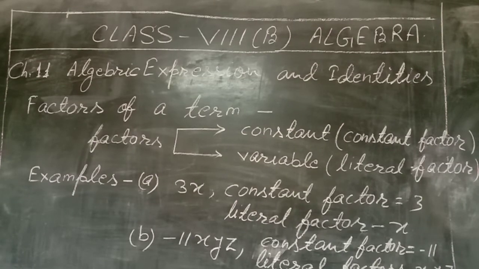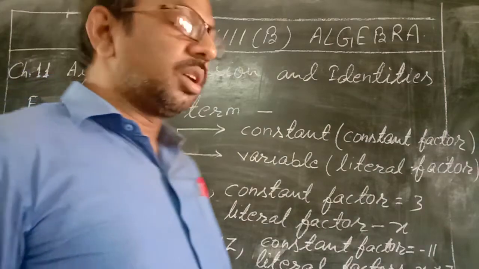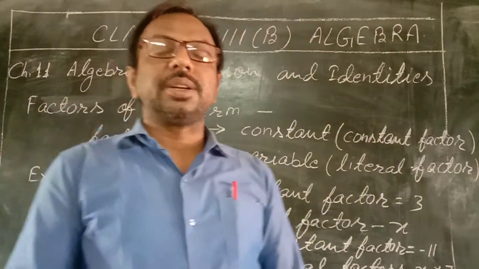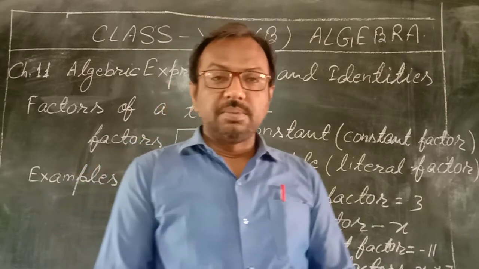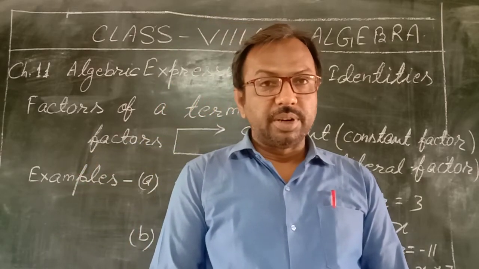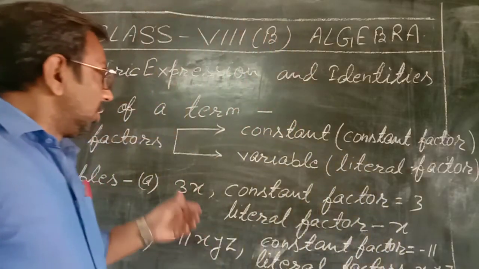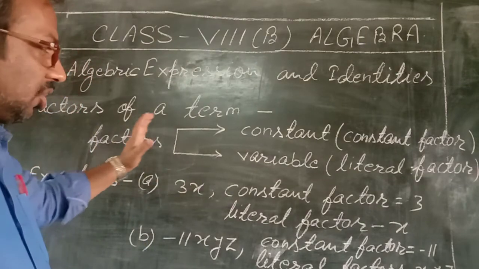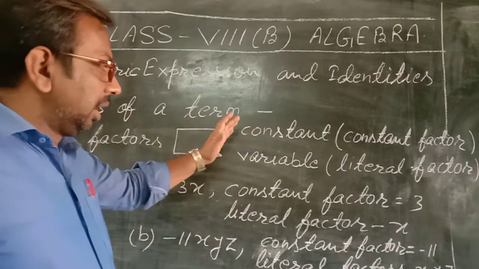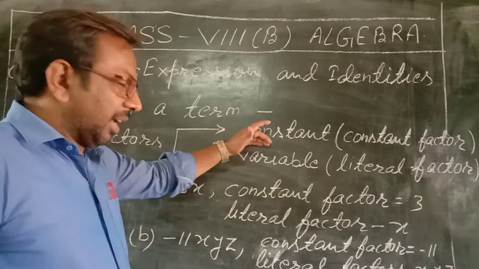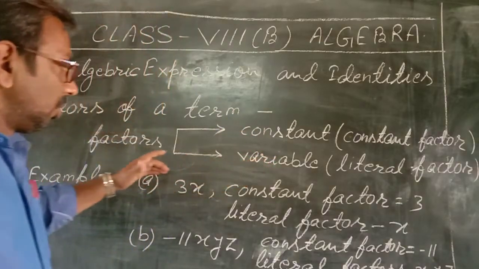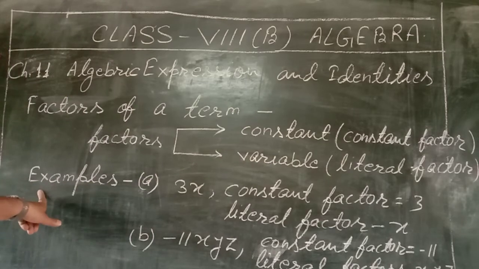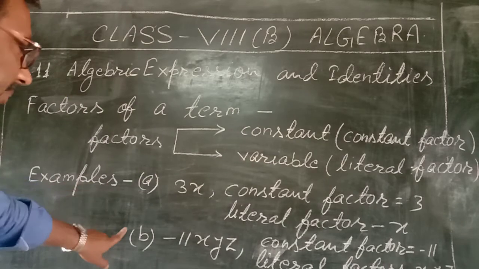Our next topic is factors of a term. There are two kinds of factors, constant factors and literal factors. You know the term is the combination of constant terms and literal terms or the variable terms. So the number of factors depends on the number of constant terms and the number of variables. Let us understand this through these two examples.